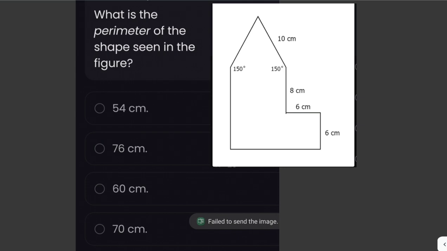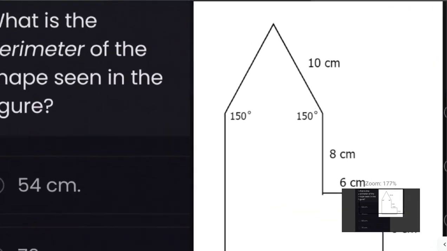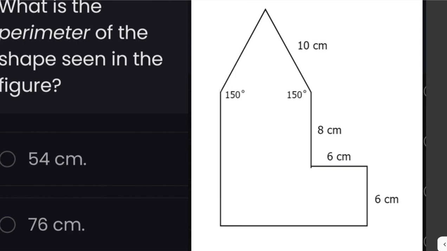What is the perimeter of the shape seen in the figure? So we're given this figure here and the dimensions. Now let's dissect this figure here. So we can draw a line here as one of the sides of the triangle. Since this is 150 degrees, and if this is a straight line, that means that is 180 degrees. We just have to subtract 150 by 90 degrees, since this is 90 degrees. So 150 minus 90.